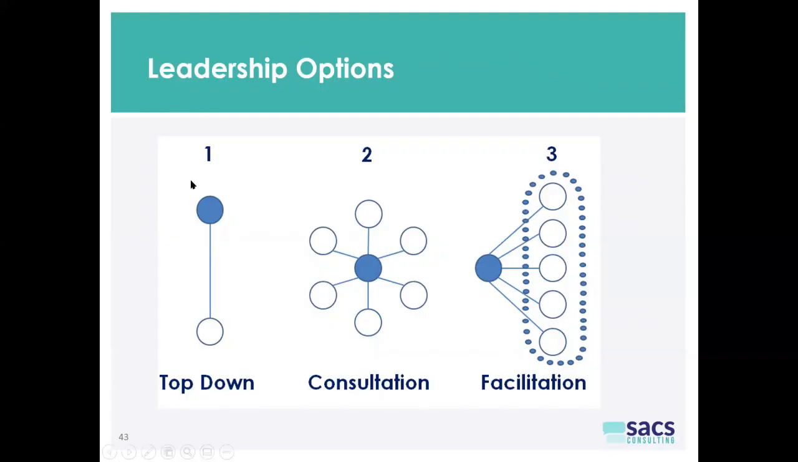So this diagram shows three models of leadership. Model number one is where you do need to be the boss, and good leaders need to do this. A top-down leader is somebody who tells people what to do, or tells a group of people what to do.